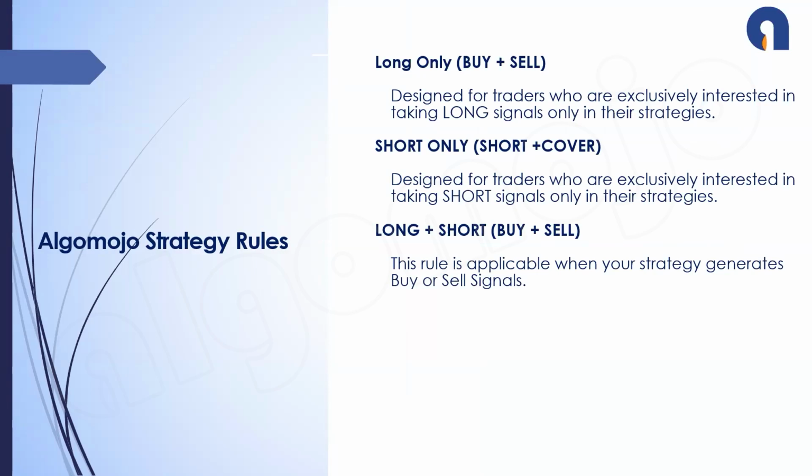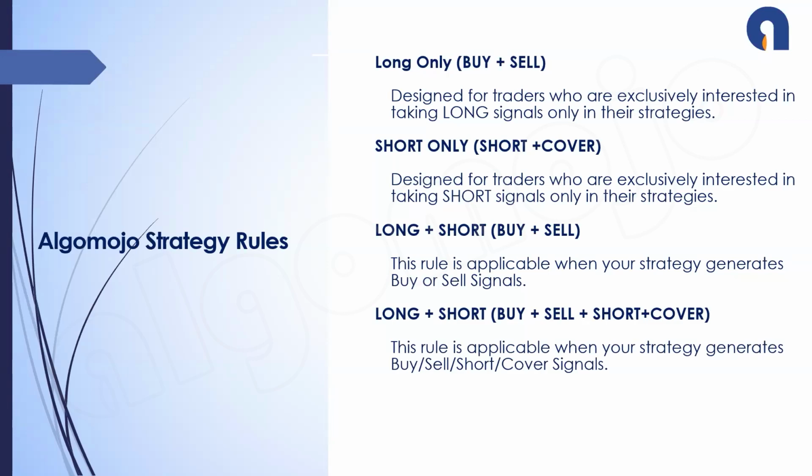Suppose you want to take both long and short kinds of trades, then you need to use long plus short, buy sell. Typically in the TradingView environment is what we see, long plus short. And long plus short, buy sell short cover. We normally see the short and cover kinds of actions in the Amibroker environment, so this would be more applicable for Amibroker users. Otherwise, long only, short only, long plus short.